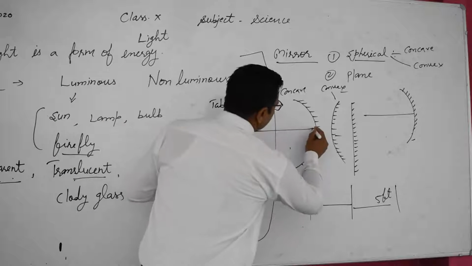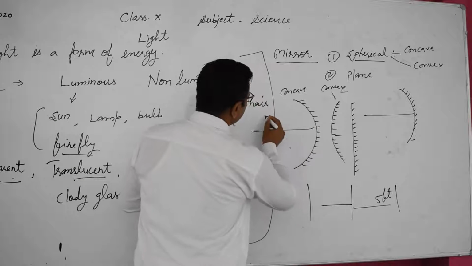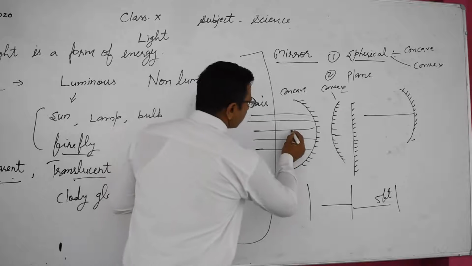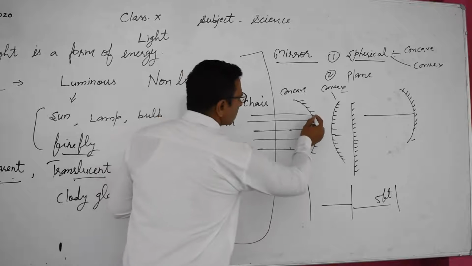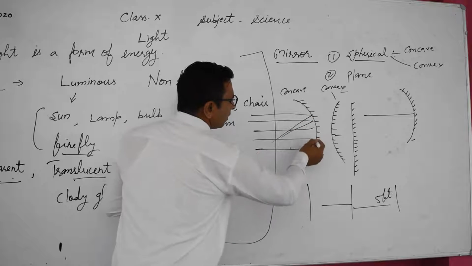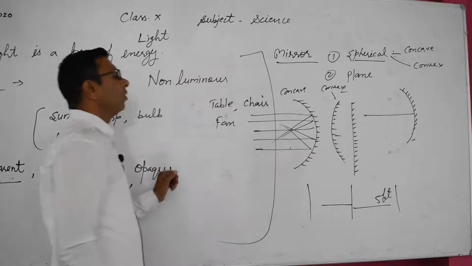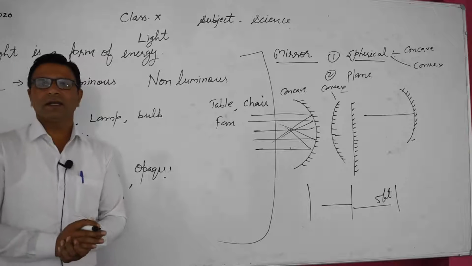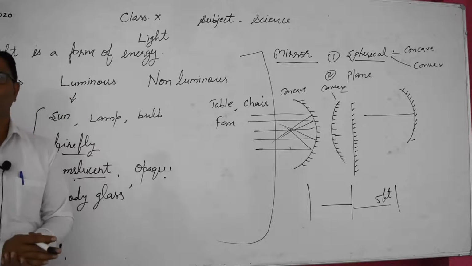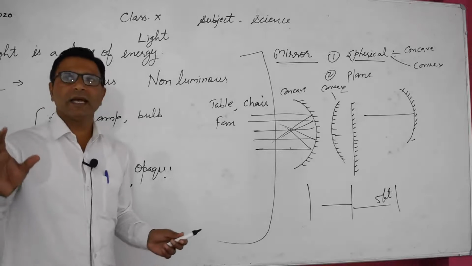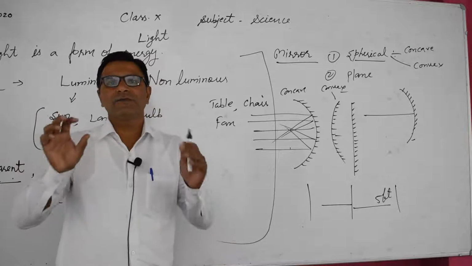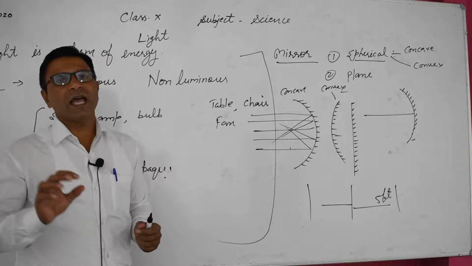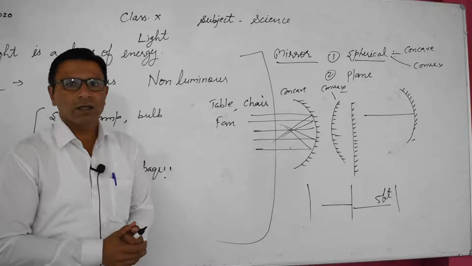So now you can see with the help of the diagram, these rays fall on the concave mirror, and this is the focus of the mirror. So these will converge on the focus, so we can say it is converging mirror. And this type of mirror we use in the torch also, because you can see that all the rays are focused on one point in the torch. So it happens only with the help of the concave mirror.